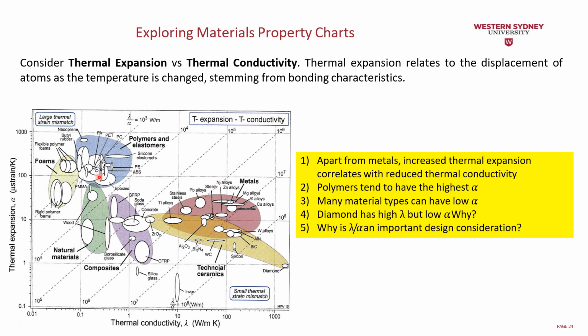So you can see it. The diamond is sitting here at the end. Very good thermal conductivity, but very low thermal expansion. Now, why is lambda over alpha an important design consideration?